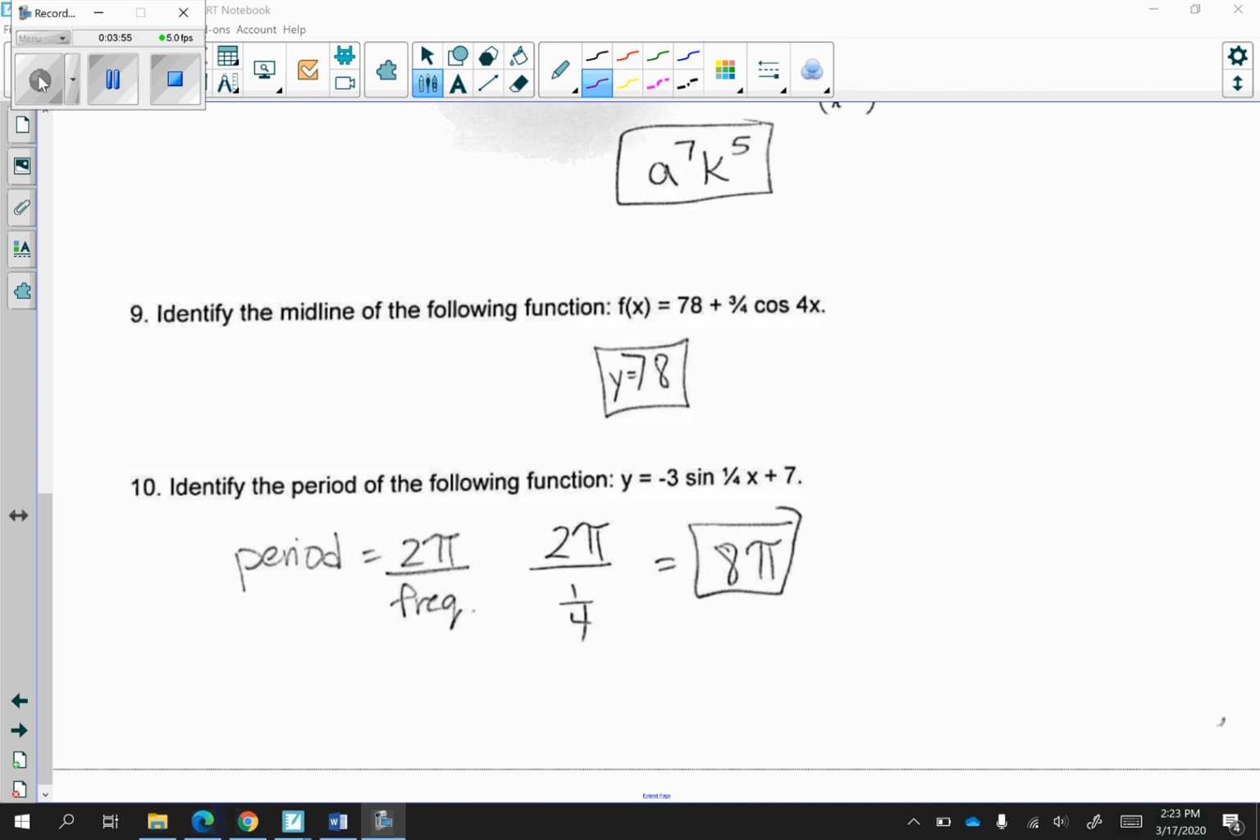For number 9, identify the midline of the following function. f of x is equal to 78 plus 3/4 cosine of 4x. The midline would be y is equal to 78. And number 10, identify the period of the following function. y is equal to negative 3 sine of 1/4 x plus 7. The period is 2 pi over the frequency. The frequency is 1/4. 2 pi divided by 1/4 is 8 pi.